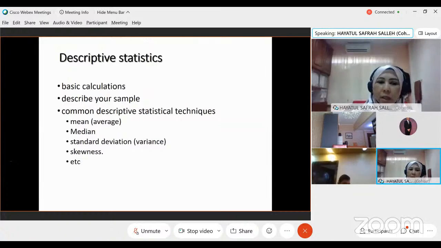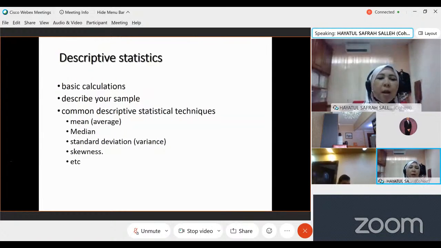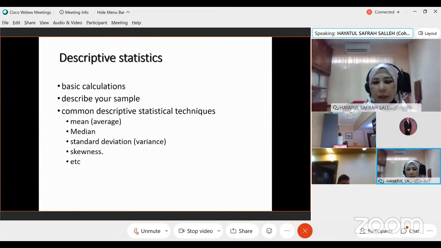You translate these numbers into meanings, and then you can explain it in your thesis. Then you also use the median to describe your samples, and also standard deviation or the variance among the answers, skewness, and so on. All those are the common descriptive statistic techniques that you can gauge from the sample data.